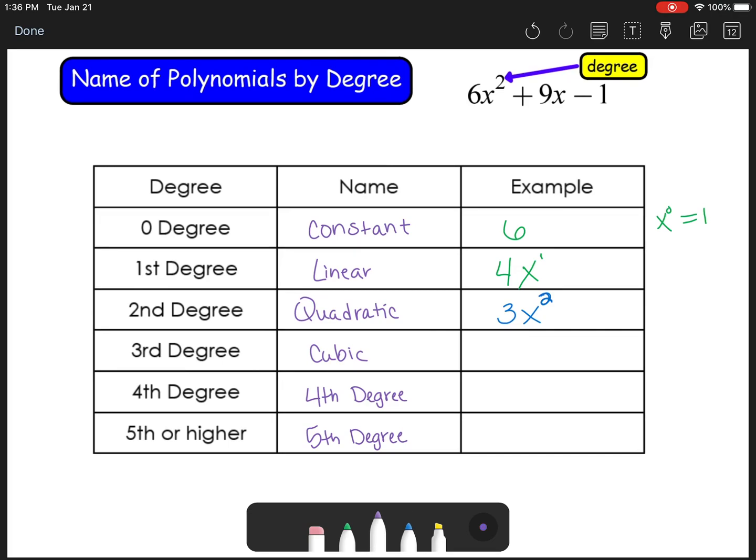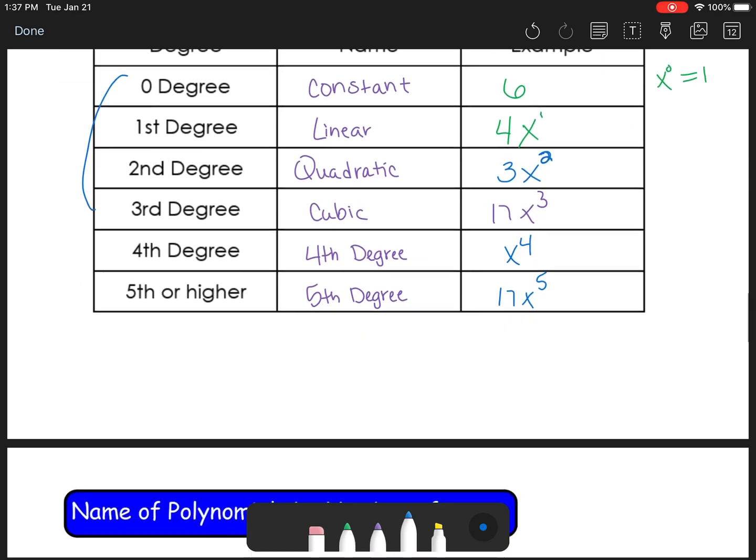Cubic, if we had something to the third degree, so if we had like 17x cubed, that would be to the third degree, or cubic we would call it. If we had something to the fourth degree, that would be x to the 4th, to the 5th degree, that would be x to the 5th power. Notice how we have special names for 0 through 3rd degree, but then 4th, 5th, or higher, we just say 4th degree, 5th degree, 10th degree, etc.